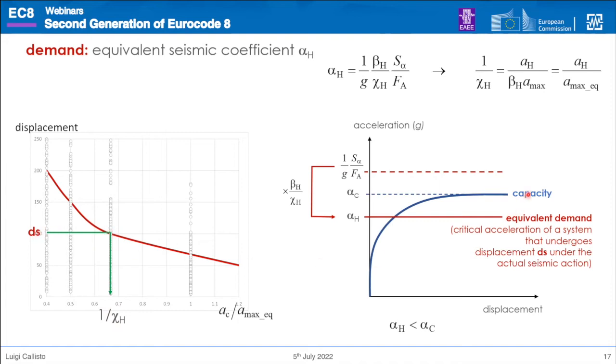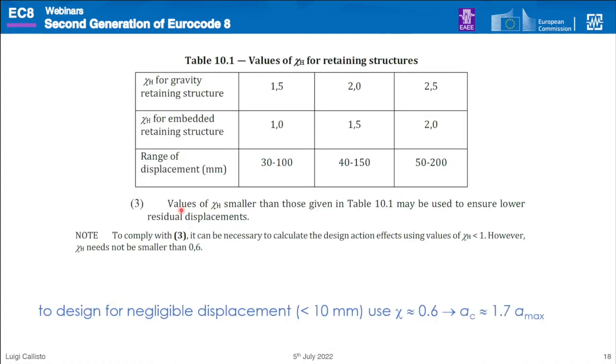Now, since our capacity is slightly larger in this example than the equivalent demand, this means that our system has a larger critical coefficient, and therefore it will undergo displacements which are somewhat smaller than the one that we have been using to calculate the key coefficient. This is the way in which we account for nonlinearity with the key coefficients. And of course, in order to be able to use key coefficients, we must be in the condition of accepting these displacement ranges. If we really need very small displacements, we may be forced to use key values smaller than 1, just in very special occasions, when we want our displacing retaining structures not to displace at all.